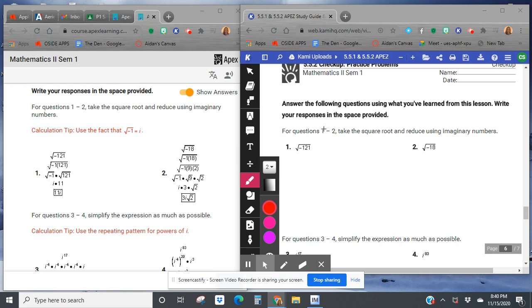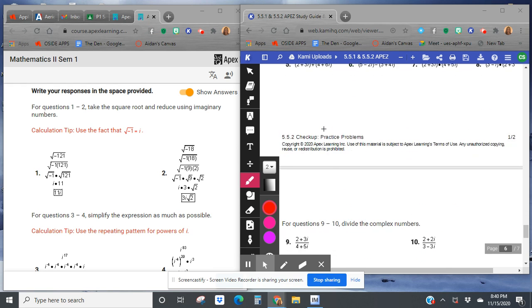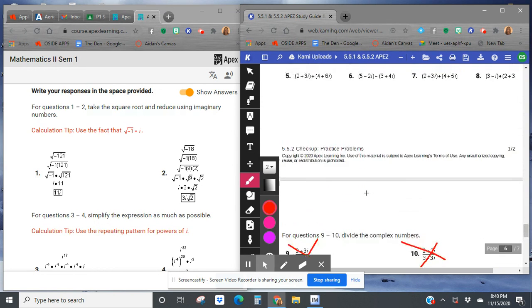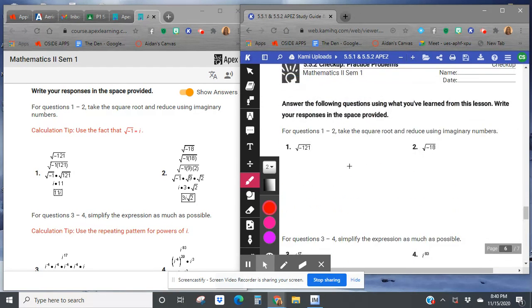All right, let's look at a couple of the checkup practice problems. And like I said, we are going to skip the division ones. We are not going to worry about these. They are a Math 3 topic. So let's just look at these.